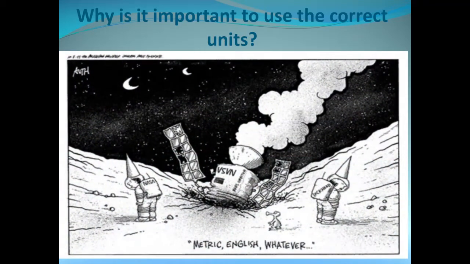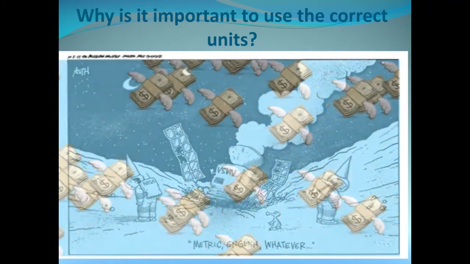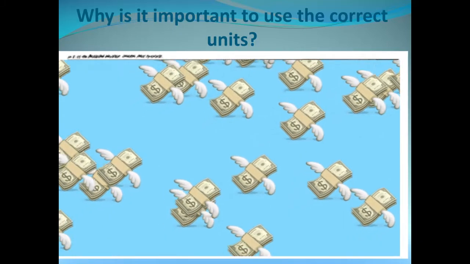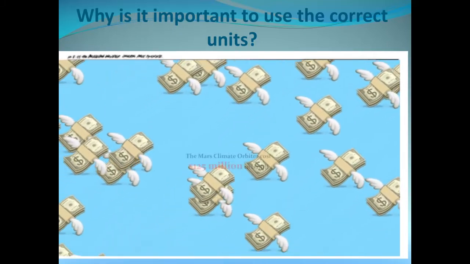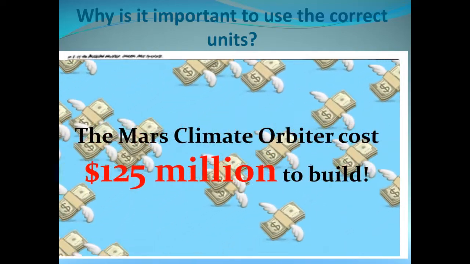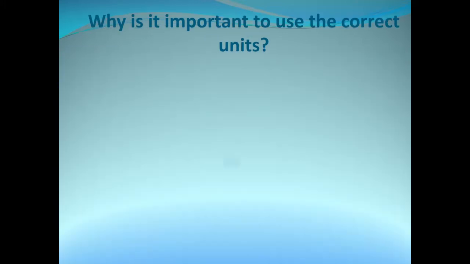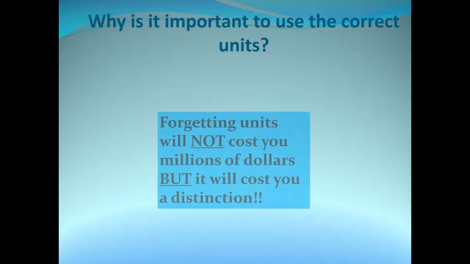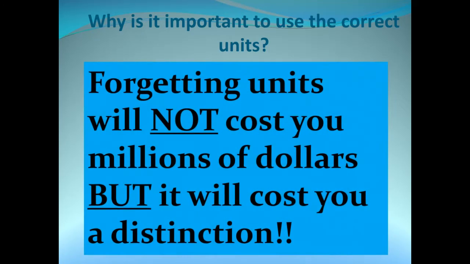The metric, English, whatever. But this was a huge mistake. It cost a lot of money that was chucked out of the window, or should I say crashed into the surface of Mars. The Mars Climate Orbiter cost $125 million to build. Now, if you forget units, it won't cost you millions of dollars, but it will cost you a distinction. There goes the curtain down on your dreams.